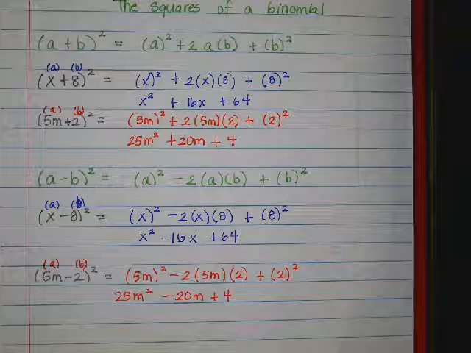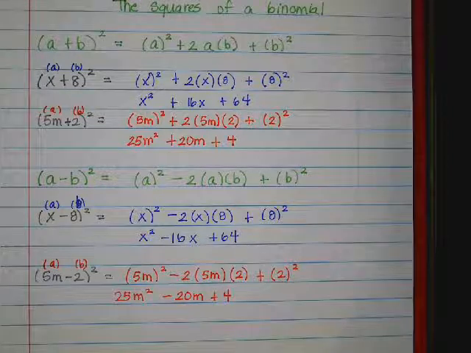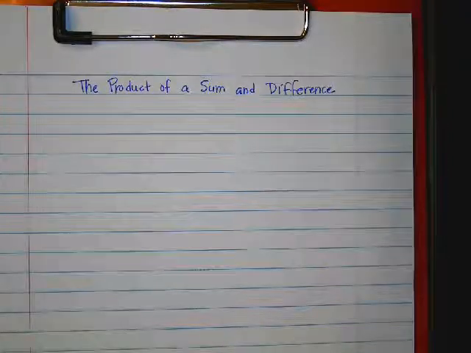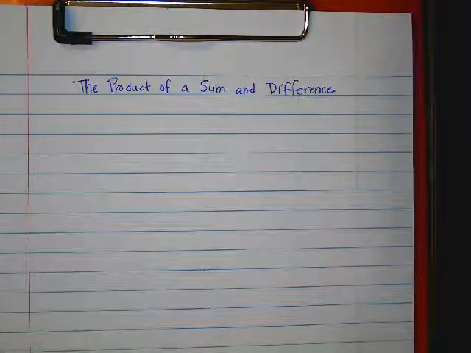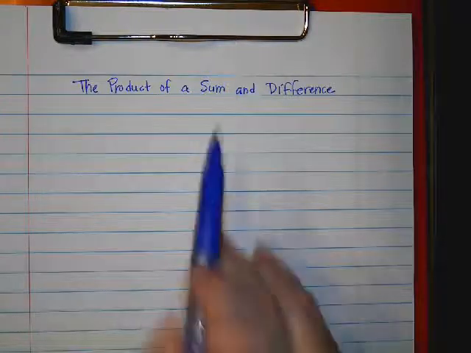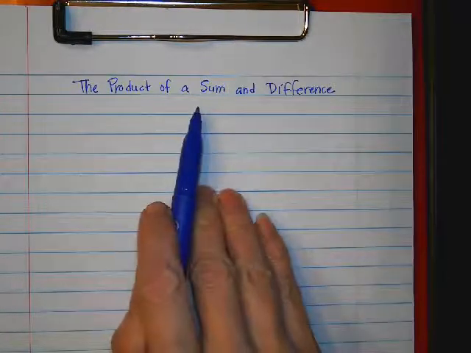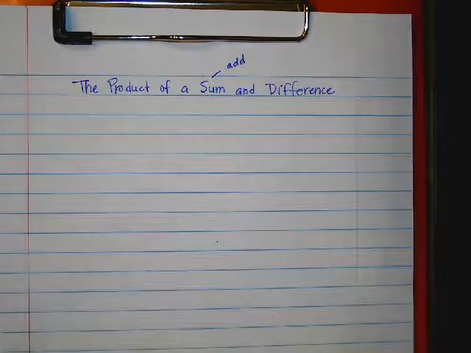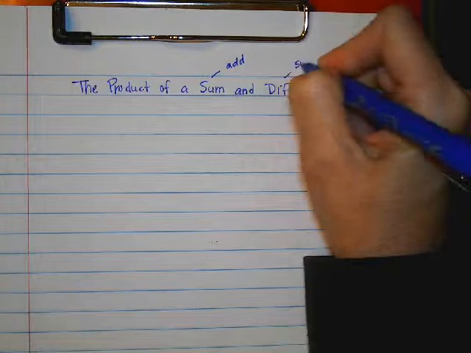Alright? That's the first thing we got to learn. We only have one more thing to learn. Alright, we're going to teach you the next one, which is called the product of a sum and a difference. So first we have to know what sum means and what difference means. Well, sum means to add. So this means to add. And difference, well, this means to subtract.